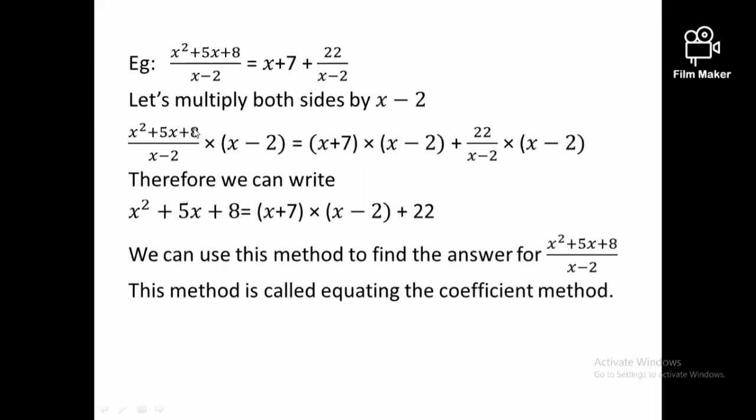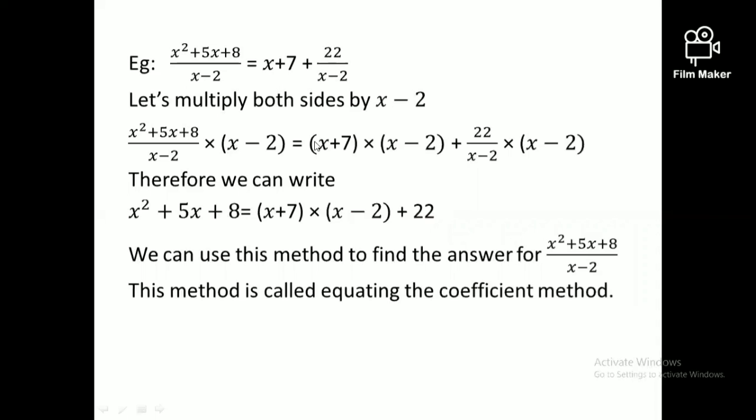Then I will multiply both sides, the left hand side and the right hand side, by x minus 2. What is the speciality of multiplying by x minus 2? I am multiplying with the denominator, the divisor. If you multiply this side, x squared plus 5x plus 8 divided by x minus 2 multiplied by x minus 2, these two terms get cancelled and it turns into x squared plus 5x plus 8.